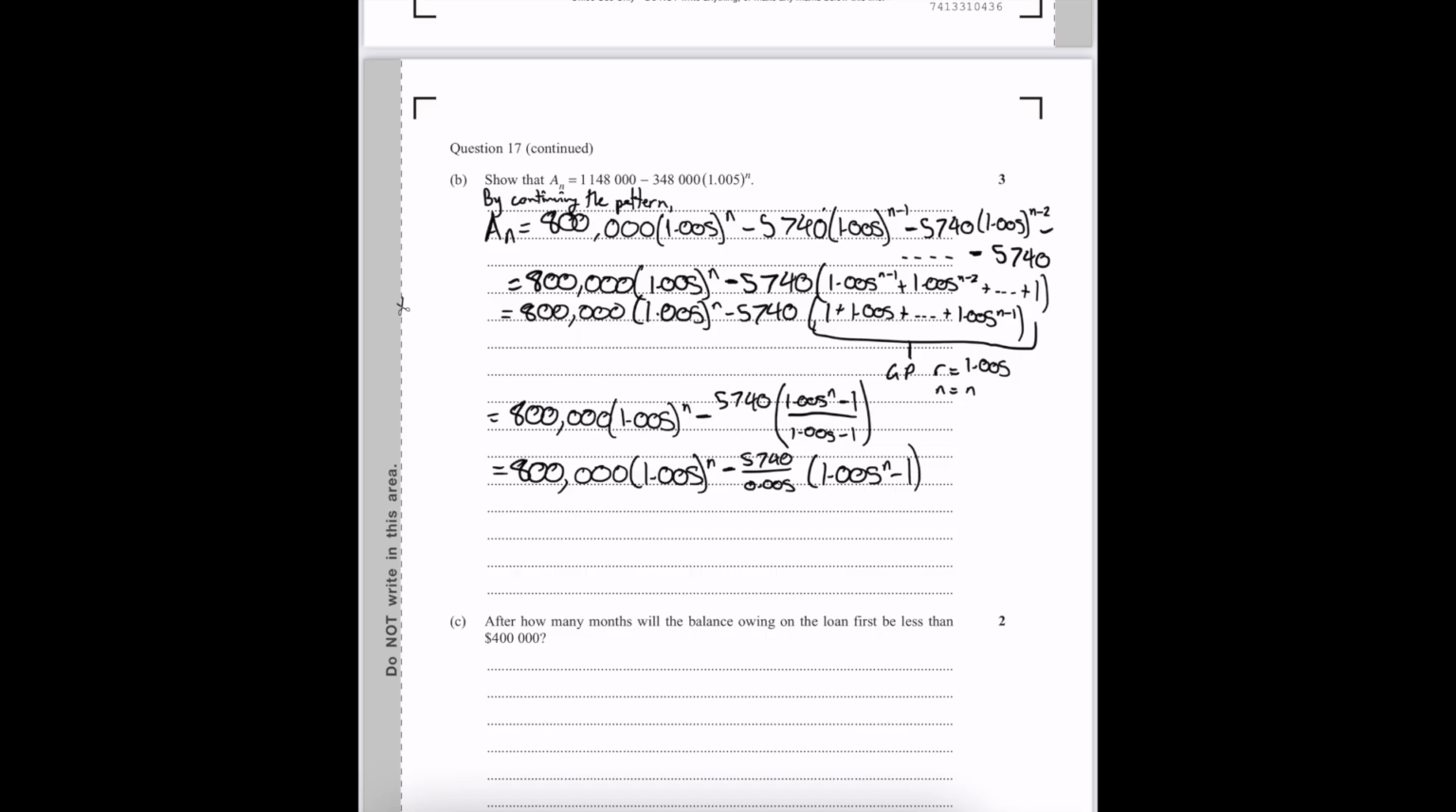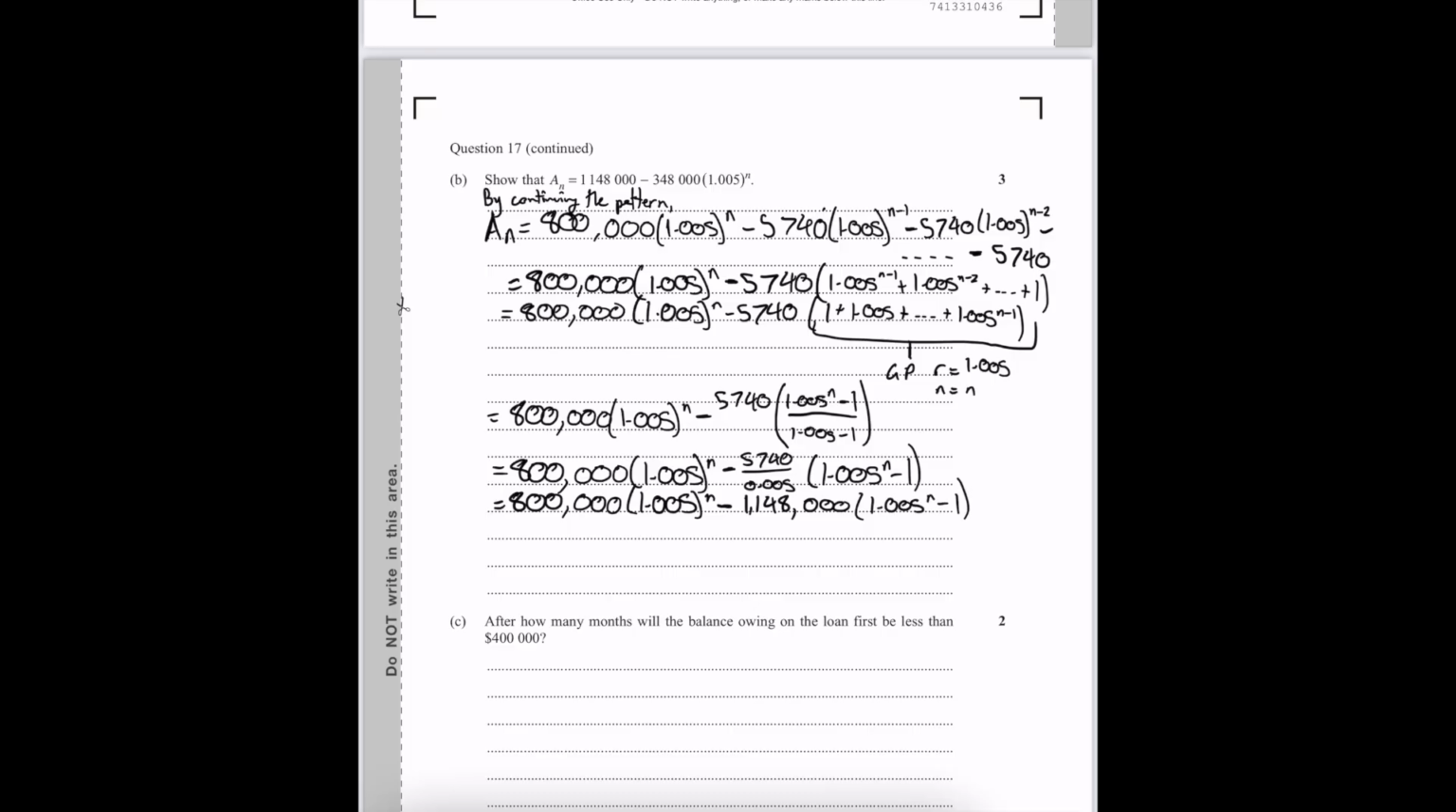Now this step is very important. We need to essentially do this calculation. We need to take 5,740 and divide it by 0.005. That's what we're going to do. That value is going to be equal to 1,148,000 out of 1.005 to the n minus 1.